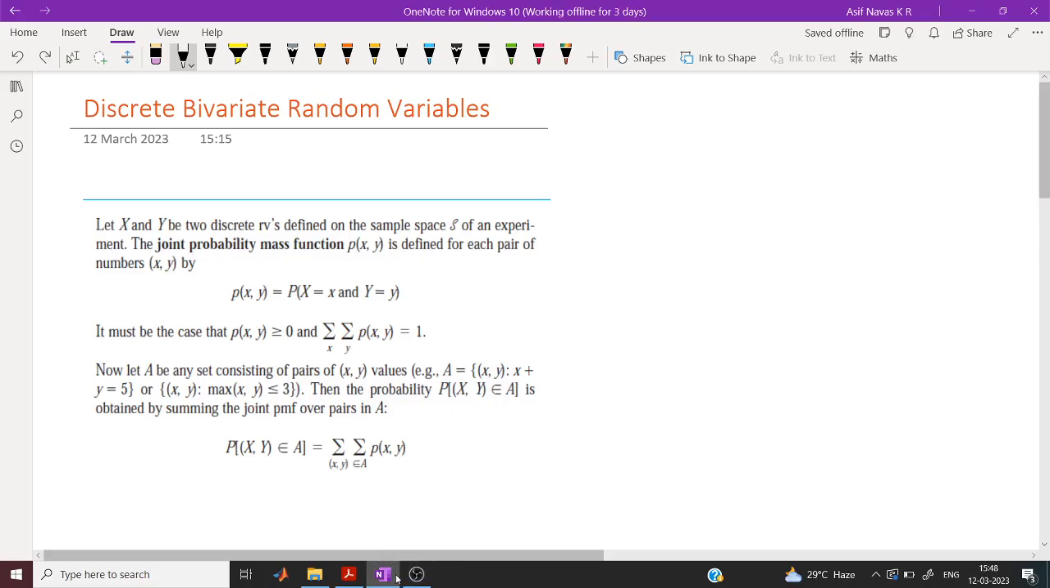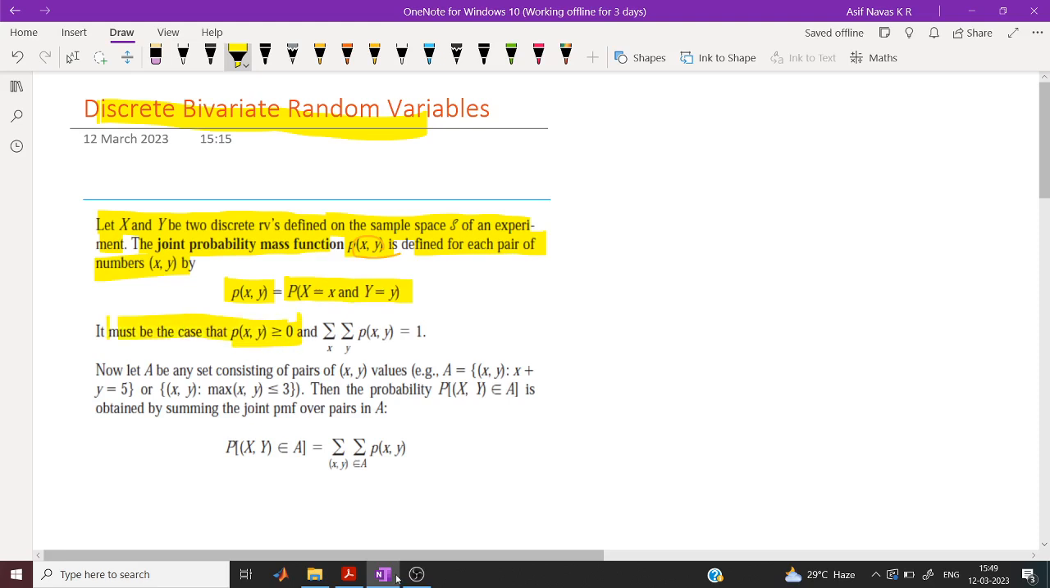Discrete bivariate random variable. Let X and Y be two discrete random variables defined on the same sample space of the experiment. The joint probability mass function p of xy is defined for each pair of x and y such that p of xy equals the probability that X equals x and Y equals y. It must satisfy two conditions.